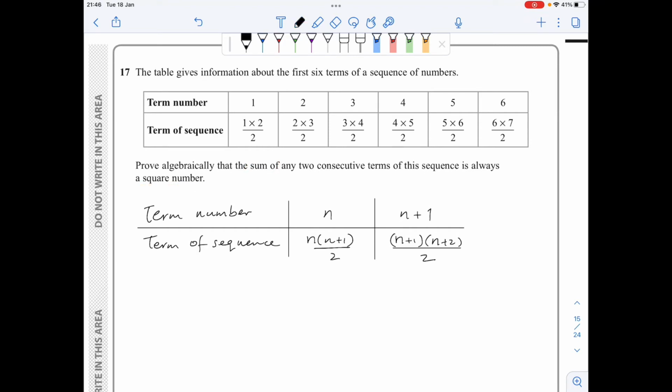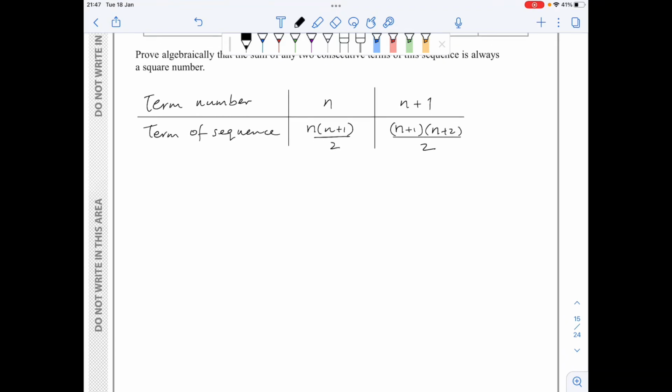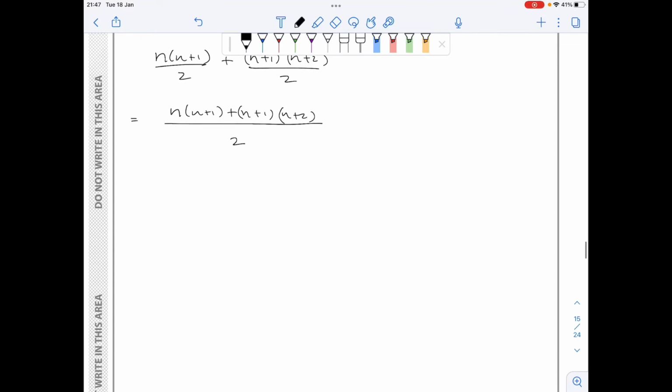To show that something is a square number, I need to show that it can be written as something to the power of 2. So let's start by adding these two terms, n times n plus 1 over 2 plus n plus 1 times n plus 2 over 2. I can write this as a single fraction. I will then proceed to expand the numerator.